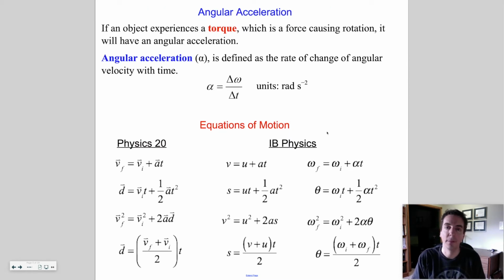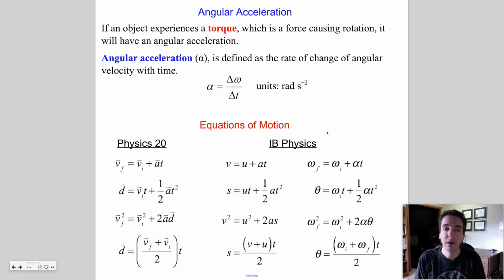All right, so what if you've got something that's accelerating? Angular acceleration. So we learned back in Physics 20, when an object experiences an unbalanced force, it will cause it to accelerate. We talk about forces in a circular context or an angular context as a torque. If an object experiences a torque, which is a force causing rotation, it's going to have an angular acceleration.